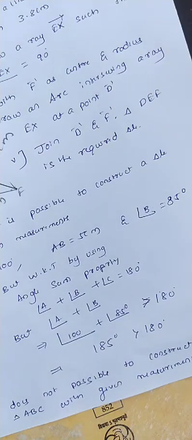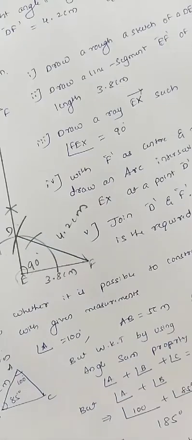I hope you understood all these concepts of the RHS rule. In the next video we are going to start one more concept, your last concept, where two angles and one base will be given.